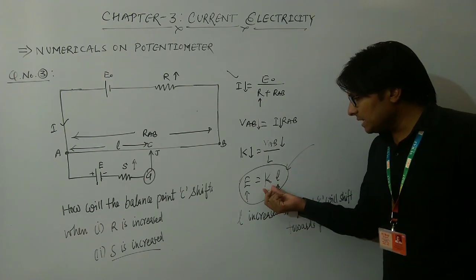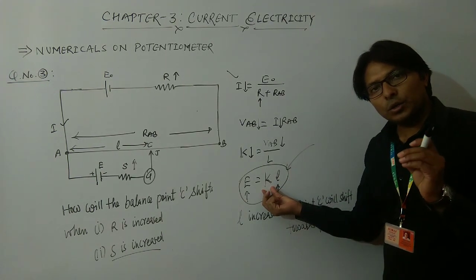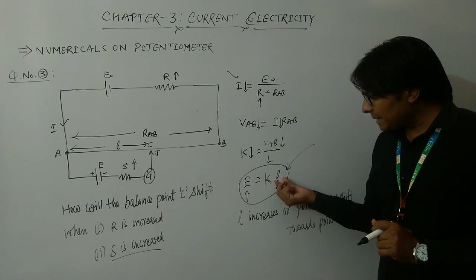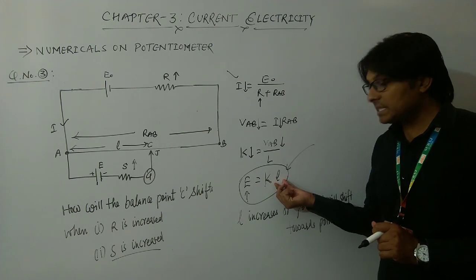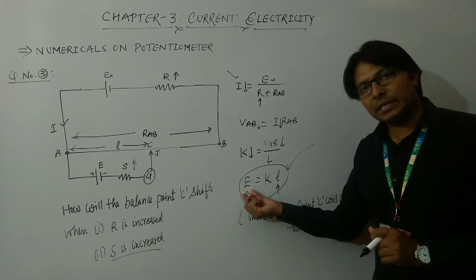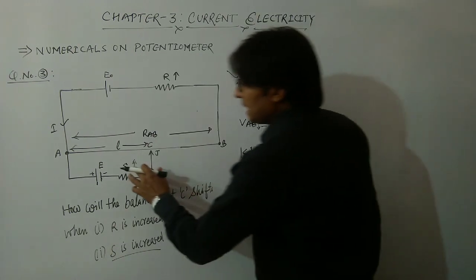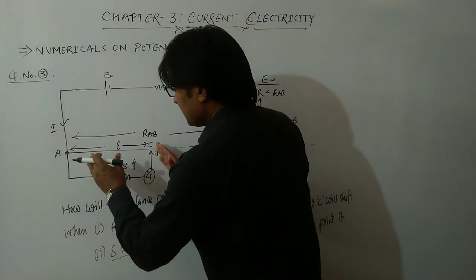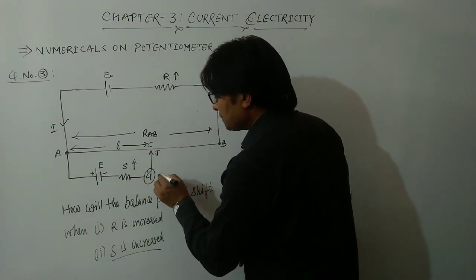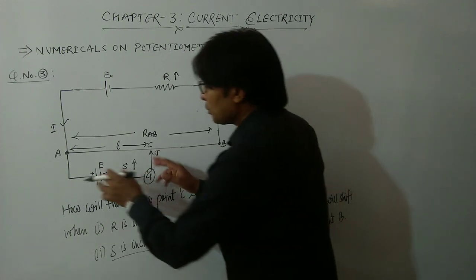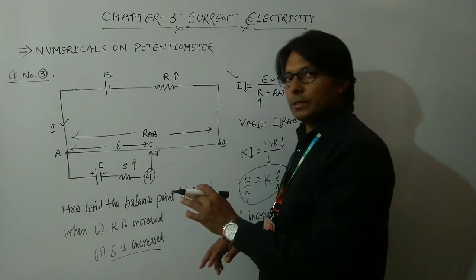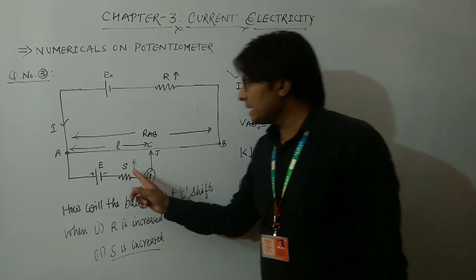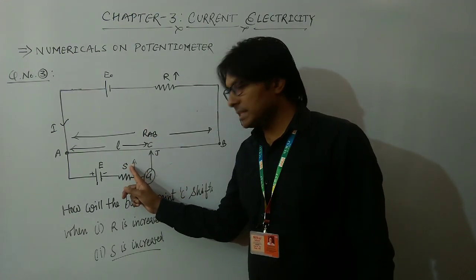So the change in potential gradient totally depends on the change in the primary circuit, and this balance length is dependent on the value of E. So this resistance S is connected in series. So when this deflection becomes zero, or when there is no current flowing through this loop, then is there any use of this resistance? So you will say there will be no use of this resistance.